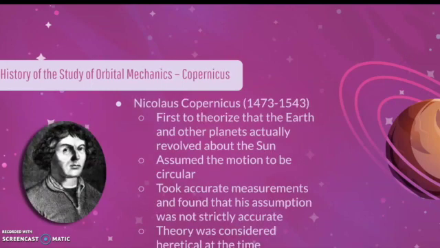So let's move forward in time and take a look at Copernicus. Nicolaus Copernicus lived from 1473 to 1543, and he was the first to theorize that the Earth and other planets actually revolved around the Sun, and he assumed that the motion was circular. He took accurate measurements and found that his assumption was not completely accurate, and his theory was incredibly heretical at the time and went against the teachings of the church.